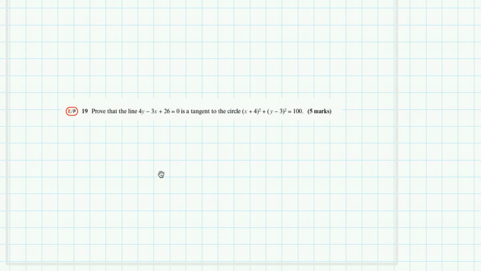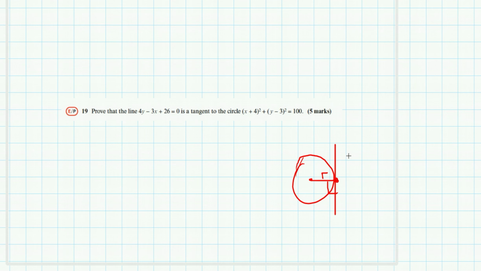Question 19, prove that the line 4y minus 3x plus 26 equals 0 is a tangent to the circle (x plus 4) squared plus (y minus 3) squared equals 100. So, to prove that it's a tangent, what I would do here is, we've got the straight line, and we know that it's going to be the tangent to the circle at some point. To prove that it's a tangent to the circle, we know that the radius and the line are going to be perpendicular to each other at the point of intersection. So one step we could do here is find where the point of intersection is, and then we could solve that.